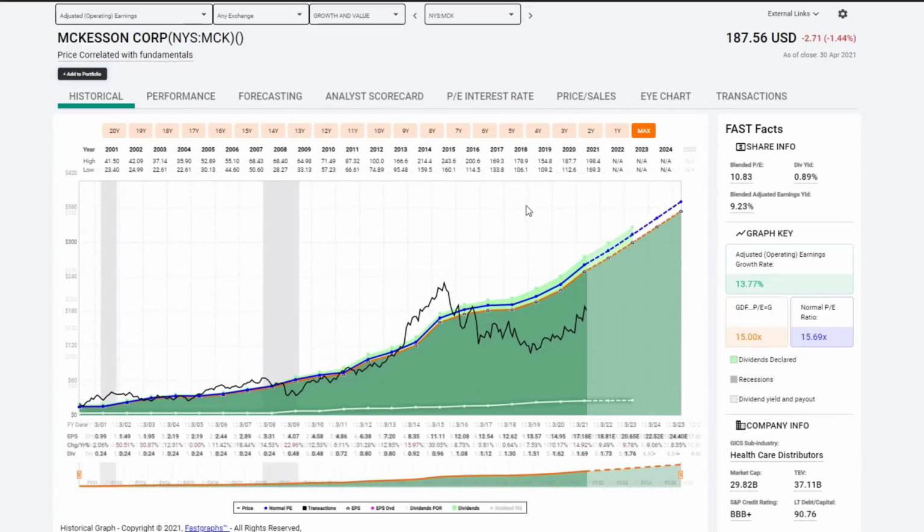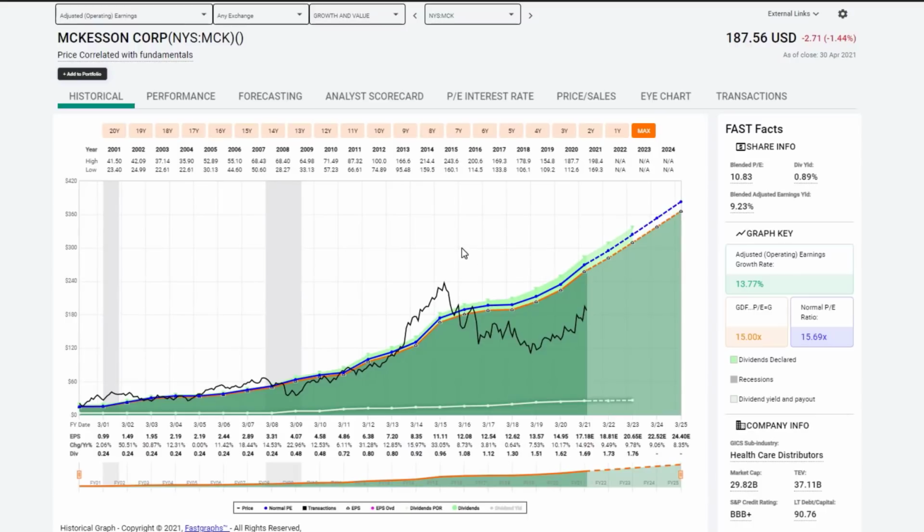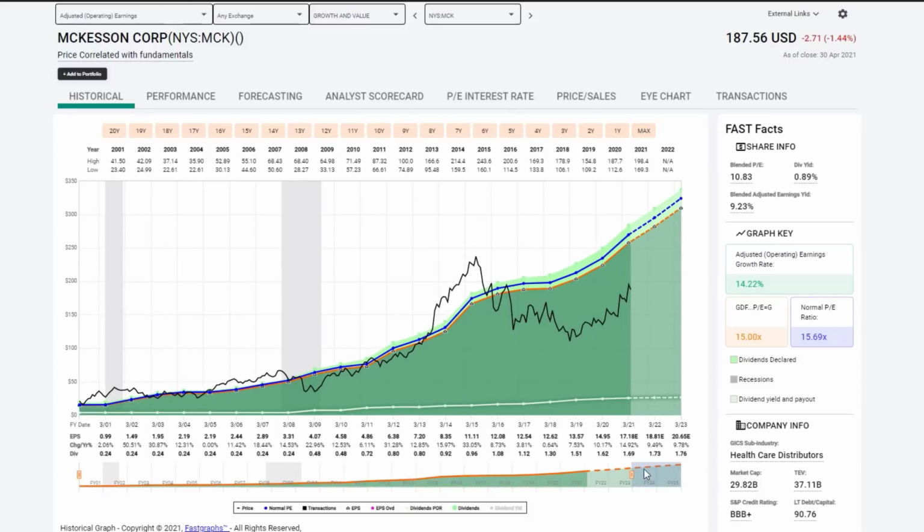The next example would be McKesson, which is a healthcare distributor. This is a company that's historically always traded at a 15 PE. It's had 13.77% historical growth. The current PE is under 11. All that has to do with what we saw with the opioid pandemic, et cetera. These stocks all seem to be recovering from that.